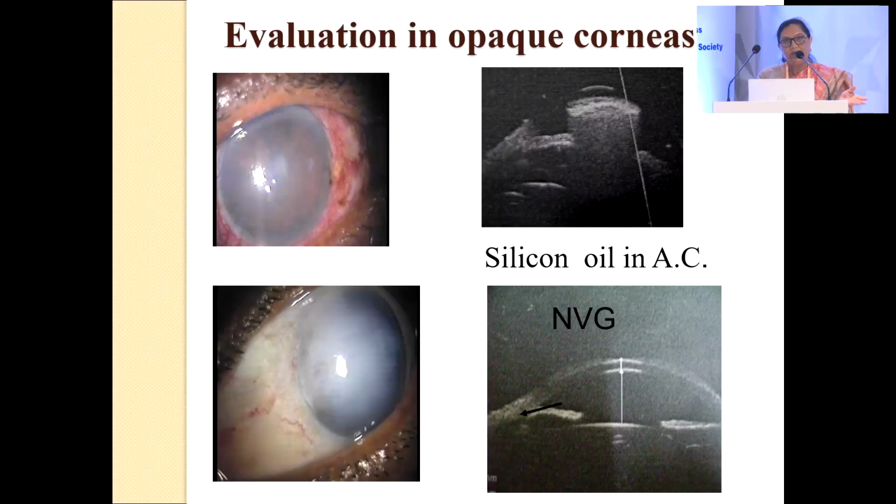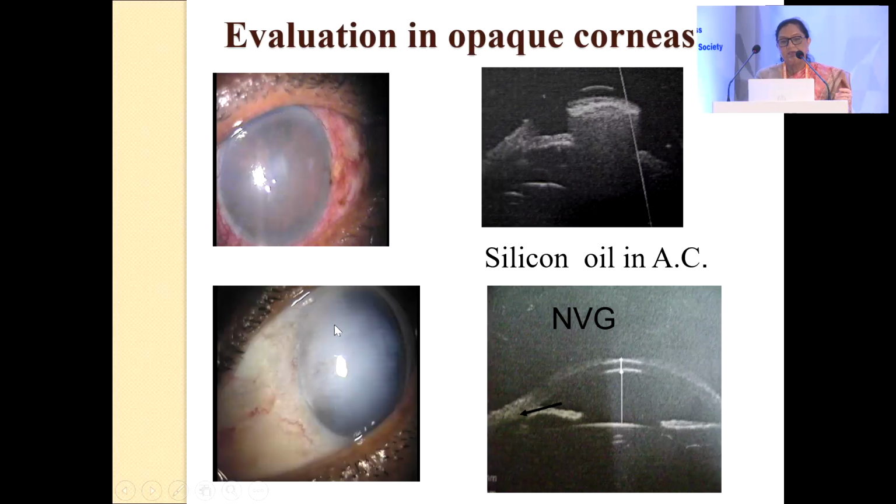In malignant glaucoma, you can do the anterior hyaloidectomy. Evaluation in the opaque cornea: whenever the cornea is opaque, we can't see the reason for raised IOP. Here you can see that silicone oil is in the anterior chamber and no structures are seen behind. So in this patient, the cause of the rise in intraocular pressure is the silicone oil in the anterior chamber.